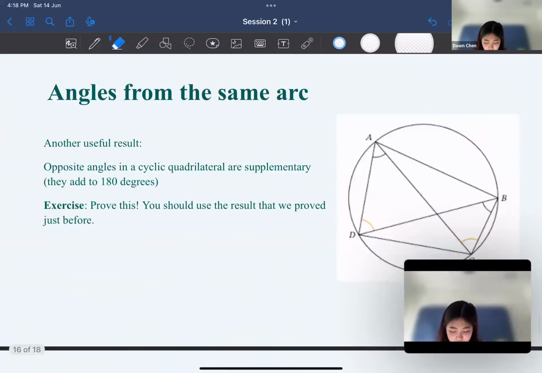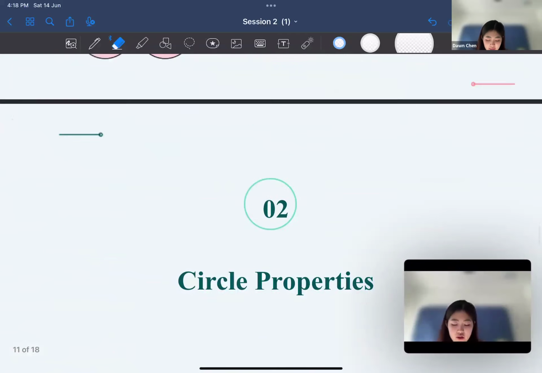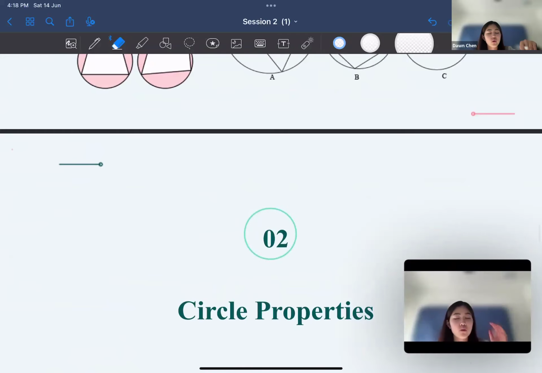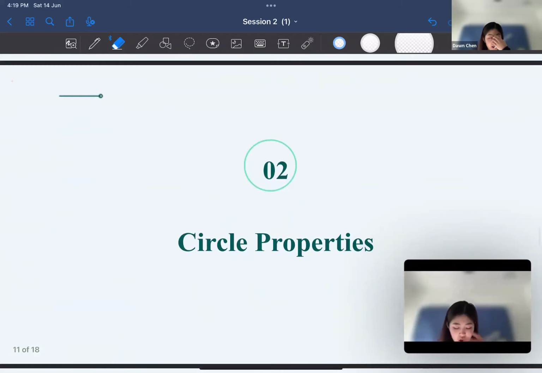Let us move on. We'll first talk about the circle, and then because we've learned a little bit about quadrilaterals, after we learn a bit more about circles, we can put them together and have a better understanding of what a cyclic quadrilateral is. So let's first touch on some circle properties, right?